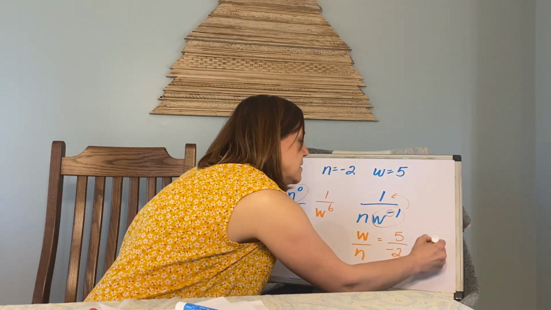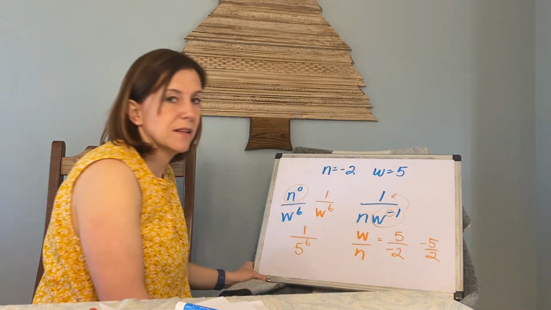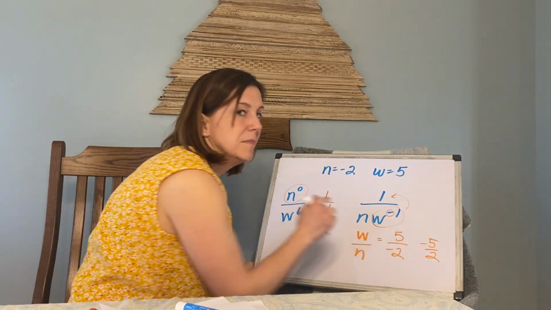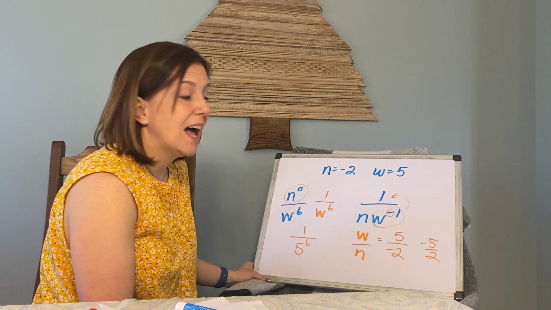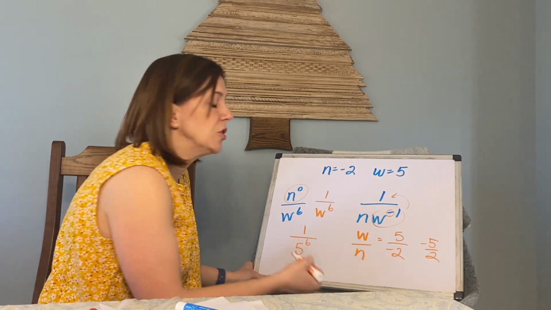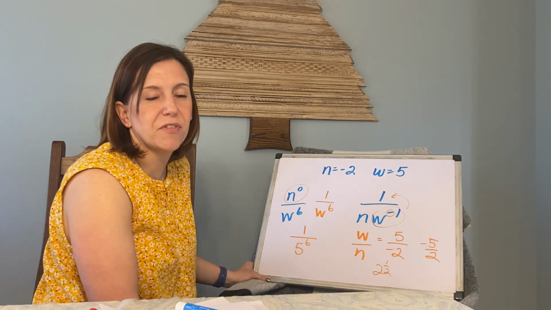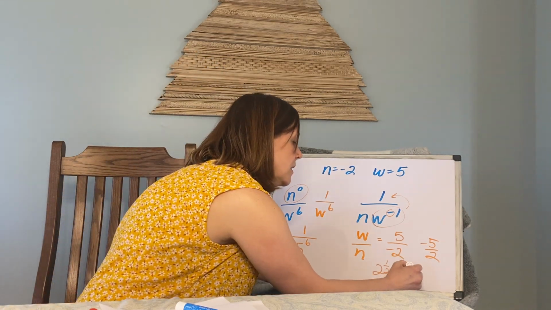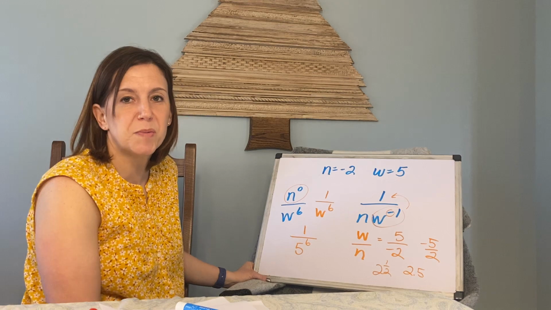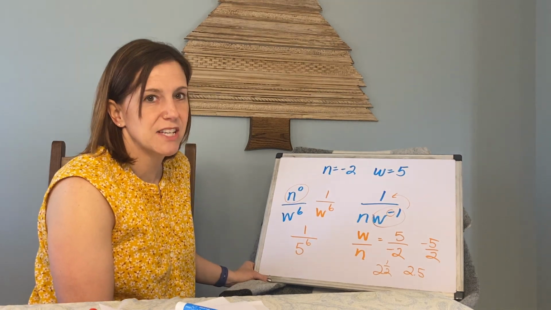Negative 5 halves is my answer. Remember, bottom, top, doesn't matter. If you wanted to, you could say, well, we know that's 2.5, but remember, mixed or improper fractions are fine. If you want to be even more specific with a decimal, 2.5, that's fine too.